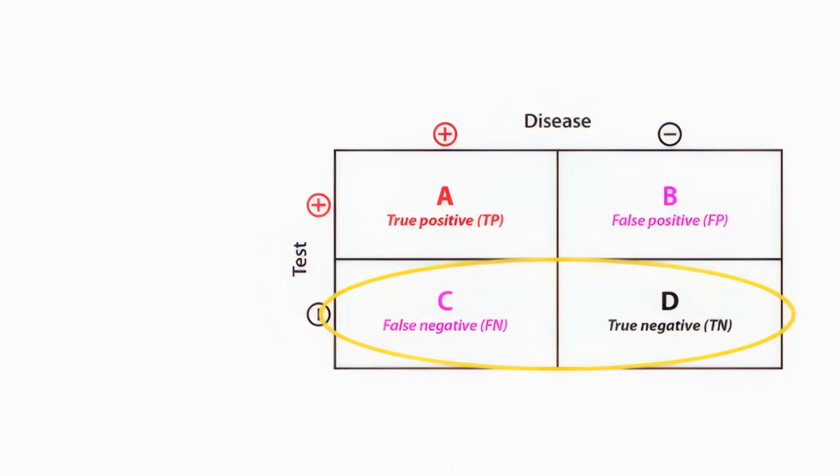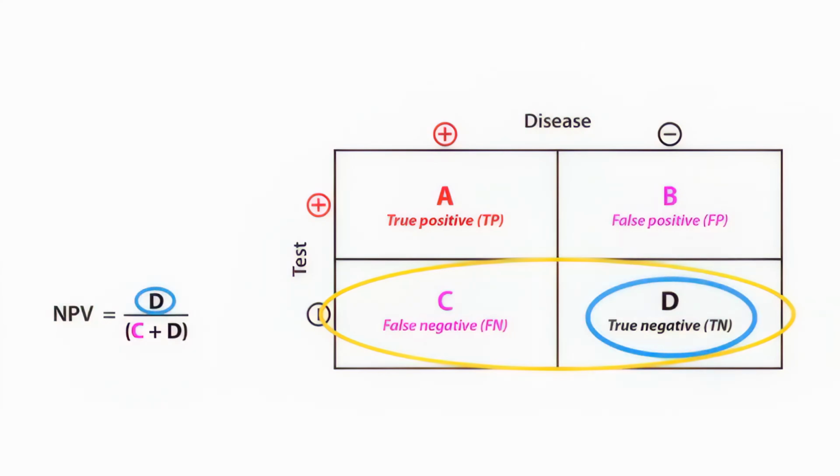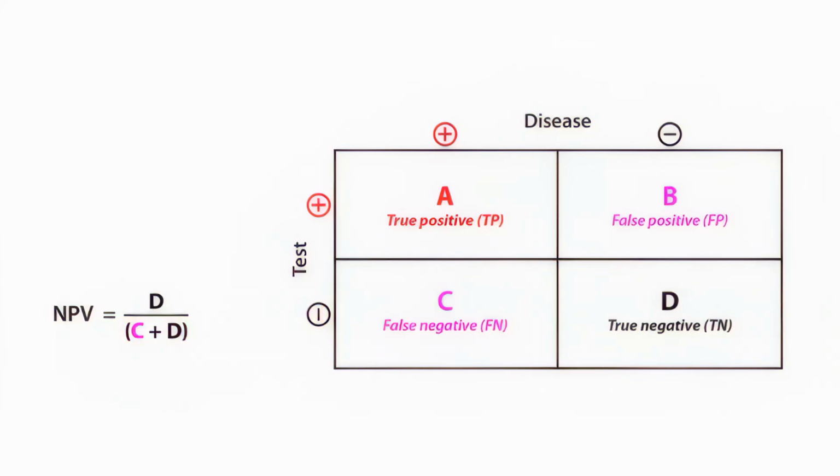Now, look at the second row. The negative predictive value is the true negatives divided by everyone that tested negative. So again, we're going horizontal on your diagram. True negatives divided by everybody that tested negative. What does that tell you? Again, it's telling you the probability that a person who tests negative is actually disease-free.